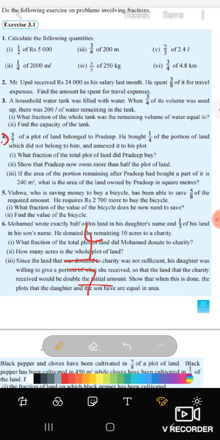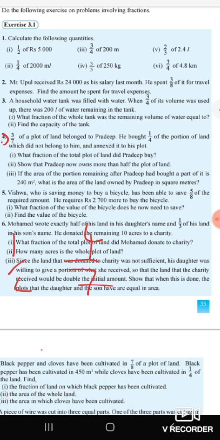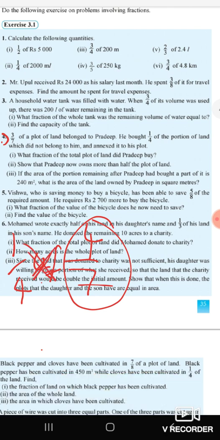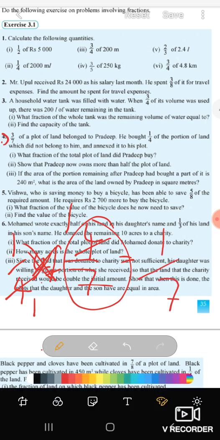So he bought 1/4 of the portion of land which did not belong to him and annexed it to his plot. So 1/4 of the fraction of land which did not belong to him. With the "of" condition, it is just multiplication. If I multiply 1/4 by 4/7, the 4s cancel and it is going to be 1/7. So he bought 1/7 and annexed it to his plot.